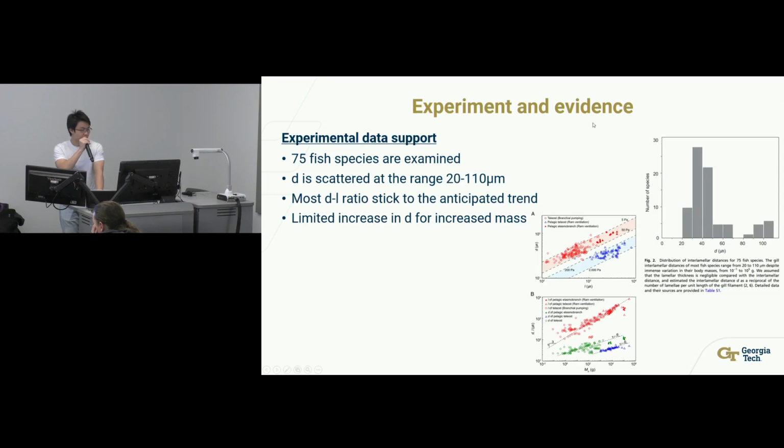Here are some of the experiments and evidence that the paper used to support their theoretical values. The first one is that they examined 75 species of fish, and they found that their laminar width is actually within 20 to 110 microns, which is a relatively small range considering that the fish body sizes vary by 1,000,000 times.